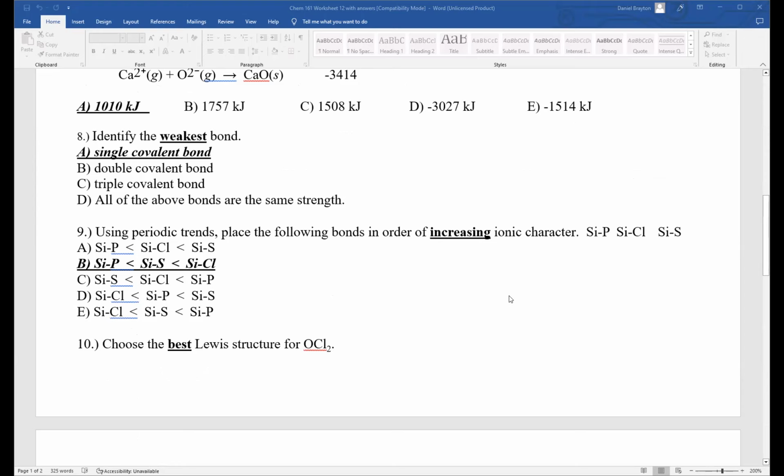8, identify the weakest bond. Pretty simple. From what we covered, I pointed out that a double bond isn't actually exactly 2 times a single, and a triple isn't 3 times a single. We didn't get to the part in chapter 10 why that is, and that has to do with the s and p orbitals. But for now, you should know it's just purely the number of electrons between 2 atoms.